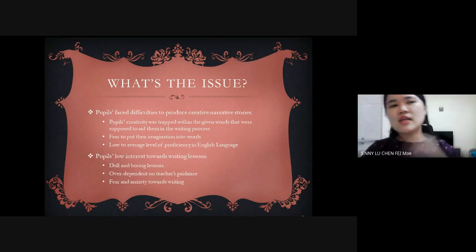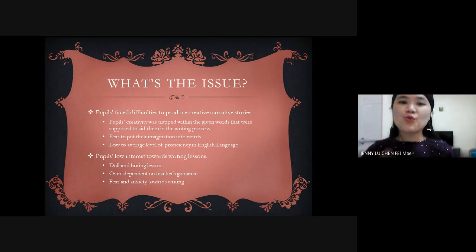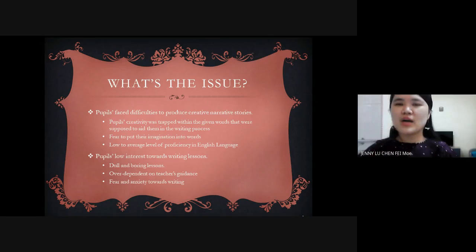And last but not least, pupils actually exhibit fear and anxiety towards writing. This is something I observed in the classroom. When I asked pupils to write a simple paragraph, they immediately gave me a sigh of complaint, and then they had this very drained face, a very pale expression, and they showed great anxiety towards writing. They complain, saying, teacher, I don't know how to write, I don't know what to write, and all of this contributes to their negative attitude, which also causes them to have very low interest towards writing lessons.